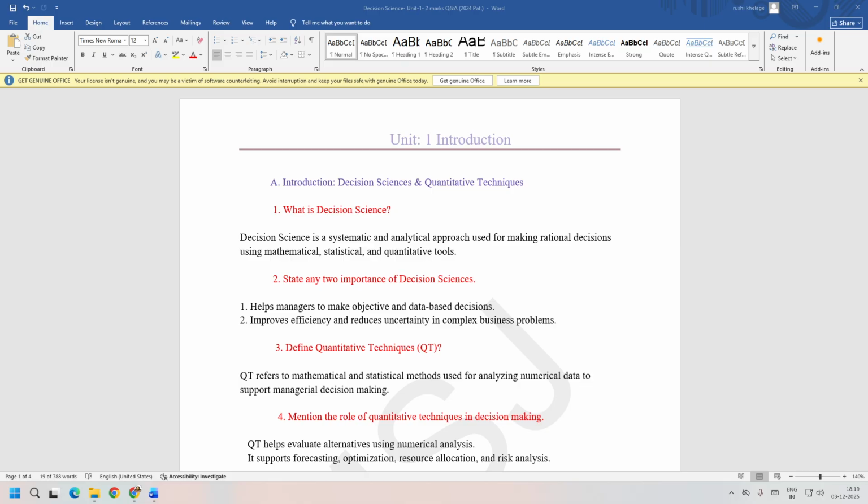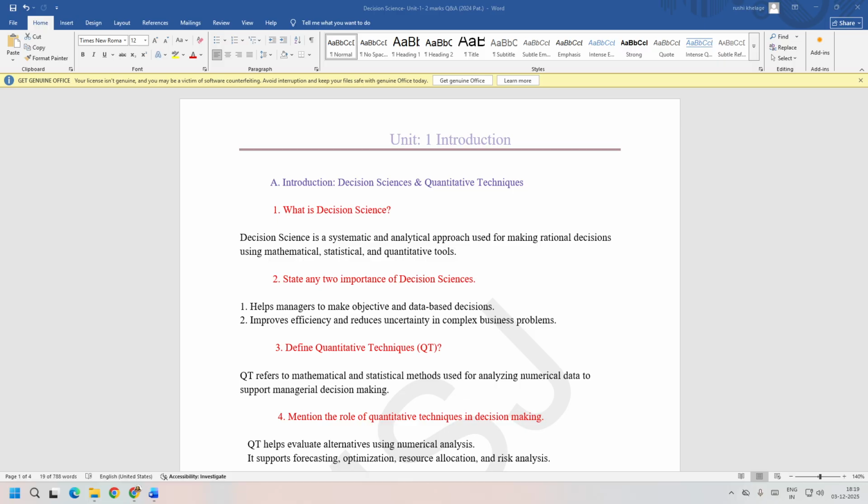These are the 2 marks questions for unit 1 of Decision Science, 2024 pattern. There are questions for the 2019 pattern also, but these are for the 2024 pattern because there is a little change in the syllabus of both the patterns. Now this unit 1 is about introduction of decision science and quantitative techniques.